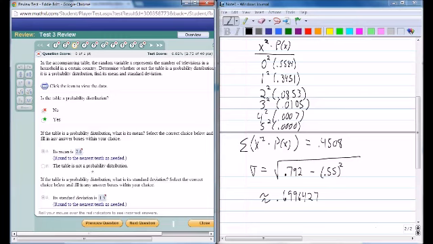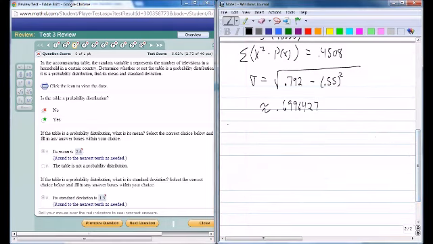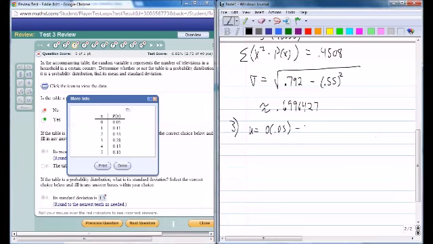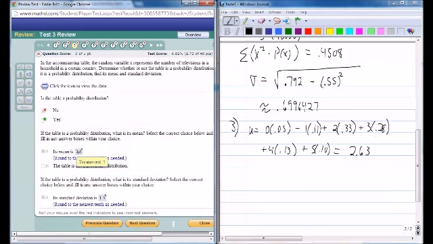It says if it's a probability distribution, what is its mean? So to find the mean, this is problem number 3. The mean is going to be 0 times 0.05. Where am I getting this from? I'm getting this from the table here. 0 times 0.05 plus 1 times 0.11 plus 2 times 0.33 plus 3 times 0.28 plus 4 times 0.13 plus 5 times 0.10. Alright, so you need to punch that in your calculator. When you do, you should get 2.63. That is the exact mean. Here, you want us to round to the nearest tenth, so that'd be 2.6.